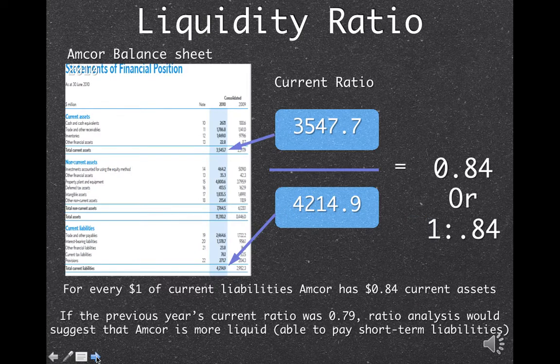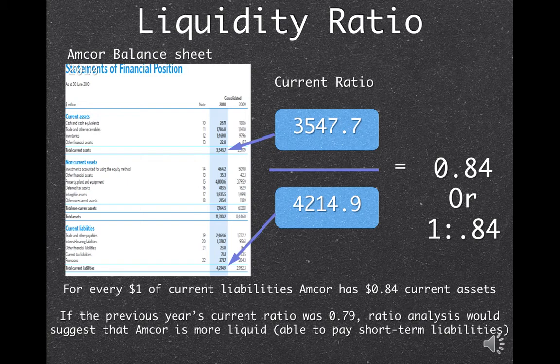So this is where we get the information from. In this particular case, on this statement and balance sheet, we can see that the total current assets is $3,547.70. The total current liabilities down here is $4,214.90. If we make that calculation, it calculates to 0.84. That means for every $1 of liabilities, this company, Amcor, has 84 cents of current assets.